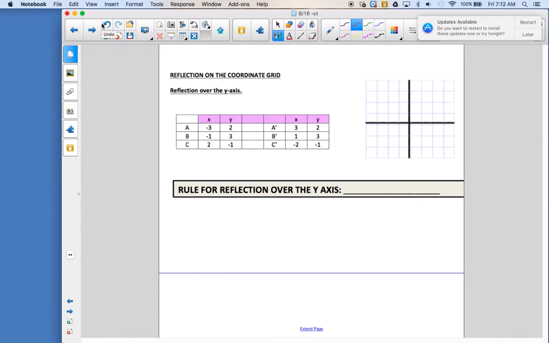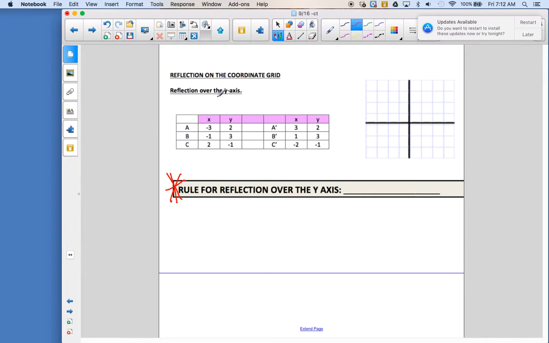Now we're going to learn some rules. We're on the next page now. And we have these rules because these are common reflections that we do, and we can always refer to these rules. In fact, we'll be putting them on our note cards in order to prepare for our test. So let's figure this out at first.